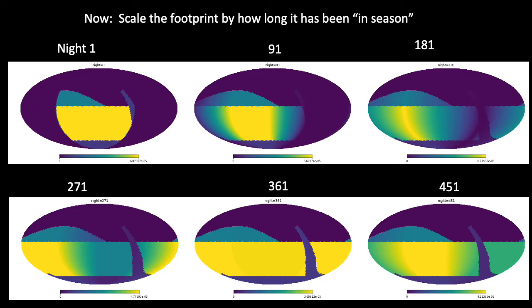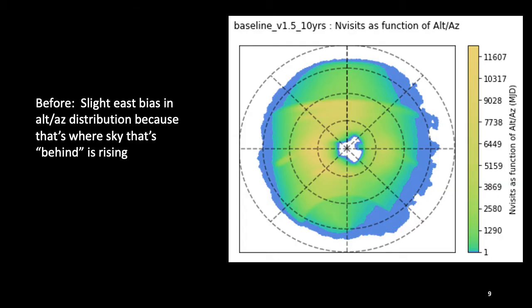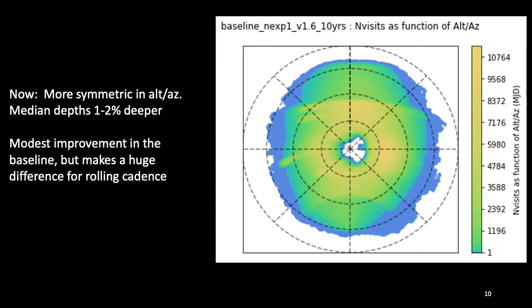Here's an alt-az projection of all the observations before. We would have a skew a little bit towards the east, just because we were always trying to catch up on these fields that seemed like they were behind but weren't actually behind. Now if I flip ahead to the new simulation, it's a very subtle shift, but it is slightly more symmetric, and our median depths in most filters go up 1 to 2% just by being a little more symmetric about the meridian. So it's a modest improvement in the baseline, but it actually makes a huge difference when we do rolling cadences.